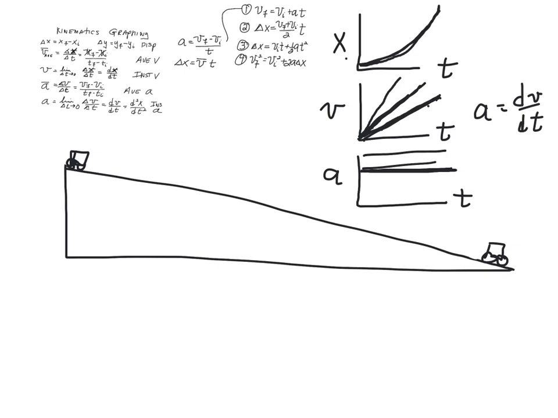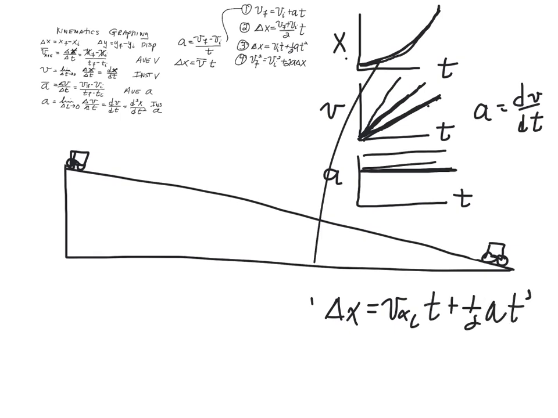And you could see that in equation number 3. Look at equation number 3. Delta x equals Vx initial t plus 1/2 the acceleration times the time squared. In that third equation, the initial velocity is 0, so the x is 1/2 a_x t squared. That is the function that graphs a parabola.